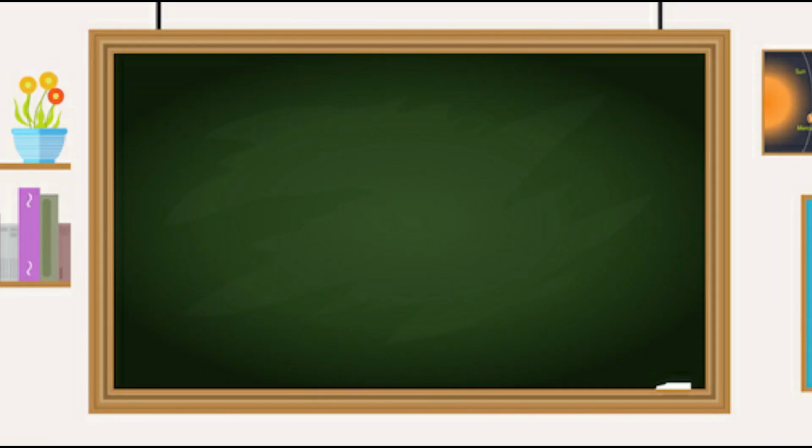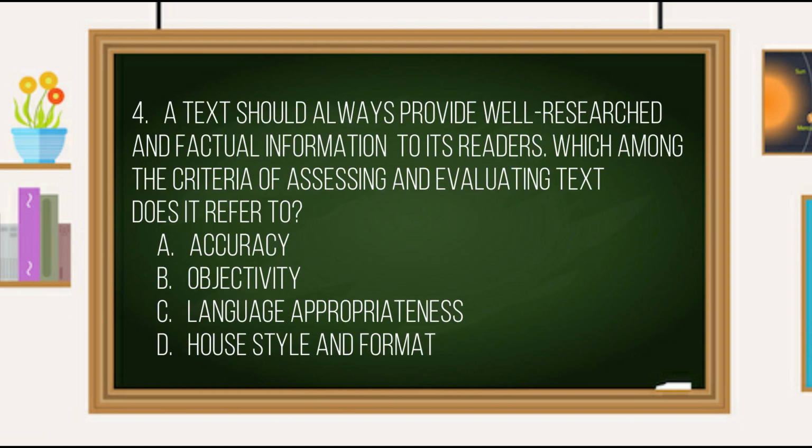Next, a text should always provide well-researched and factual information to its readers. Which among the criteria of assessing and evaluating text does it refer to? A. Accuracy. B. Objectivity. C. Language appropriateness. Or D. House style and format.